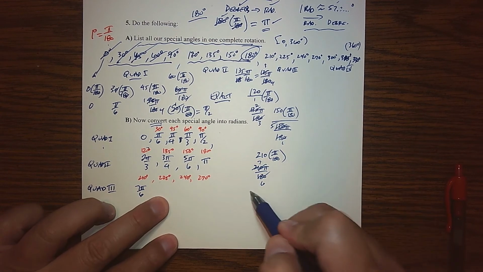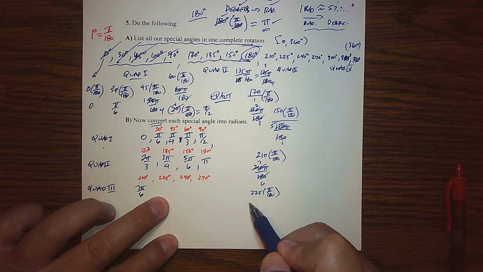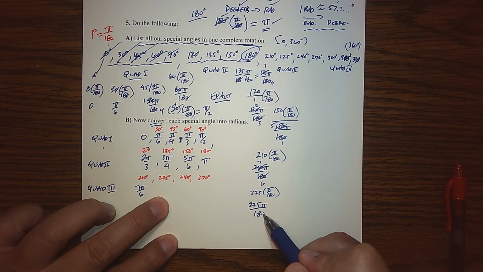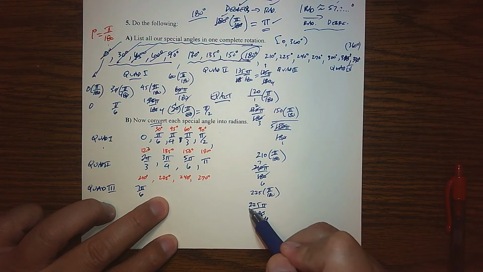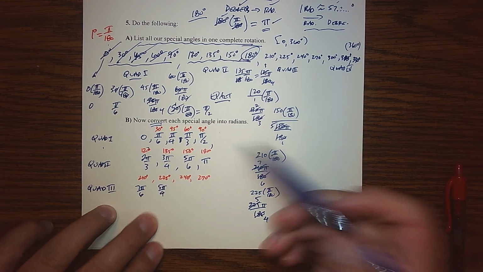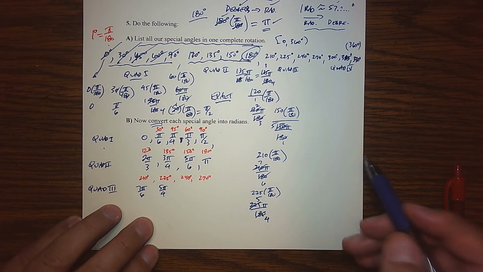225, right? So 225 times pi over 180, right? This is 225 pi over 180. We're talking 45 degrees, right? So 45 degrees goes in there 4 times and goes into there 5 times. So we're talking about 5 pi over 4. So again, a 45-degree reference, we're dividing by 4.